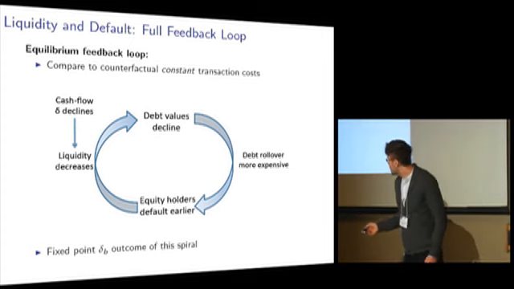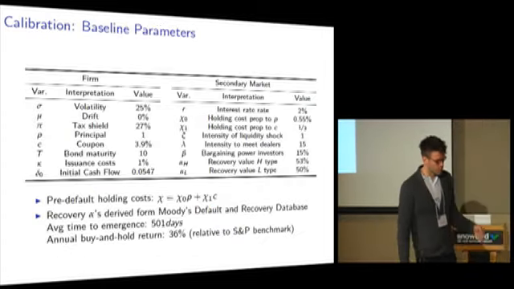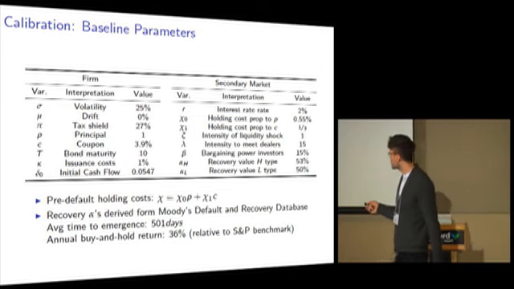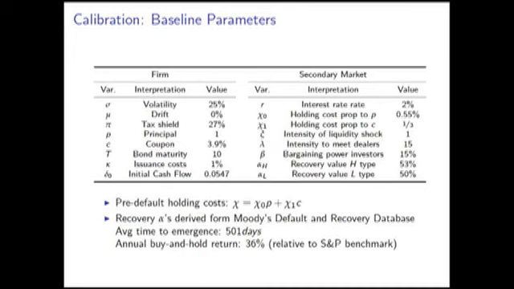Now, let's come to the calibration. So in the calibration, we take pretty standard parameters on the firm side. So we have a volatility of 25%. The drift here is under Q, 0%. You can easily get that from certain assumptions on the P measure drift. Tax shields and principal of 1, we have a coupon of 3.9%, gives us that the bonds are issued at par at 190 basis points credit spread. And initial cash flow we pick in such a way that we essentially have these bonds issued at par.